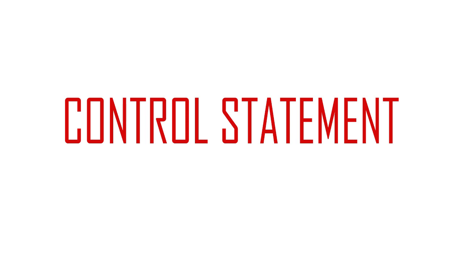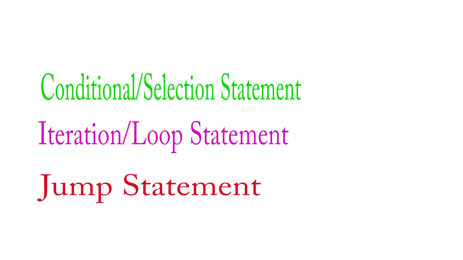And we have 3 types of control statement. The first one is the conditional or selection statement. If I say statement, what I mean by statement is your code. So either you call it your code or you call it statement. I'm going to use the word statement, but mind you that whenever I say statement, I mean code.